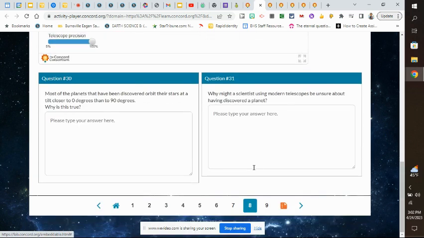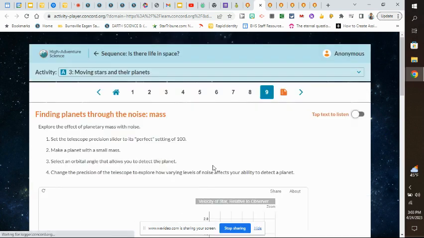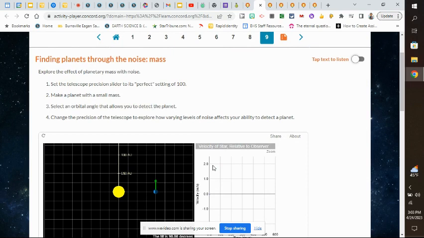It says most of the planets that have been discovered orbit their stars at a tilt closer to 0 degrees than 90 degrees. Why do you think that is true? Why are we discovering more planets with a tilt closer to 0 degrees than 90 degrees? And why might a scientist using modern telescopes be unsure about having discovered a planet? I think they're relating that to the amount of noise, or possibly that the planet might not be in a perfect position. And finally, the last page is finding planets through the noise, and we're focusing on mass with this one.